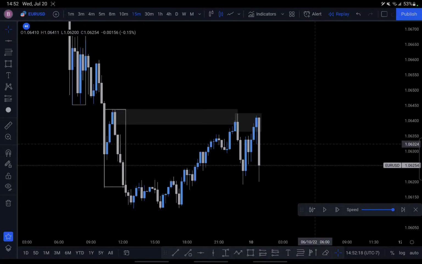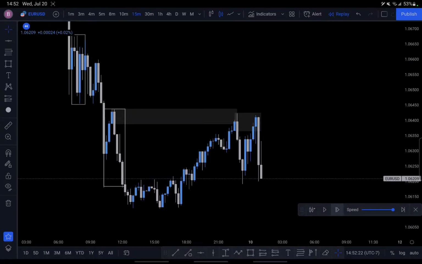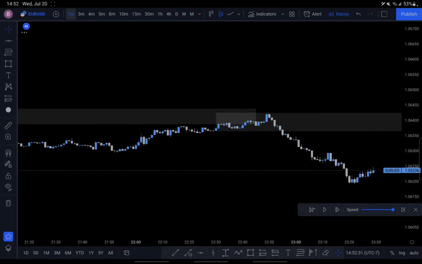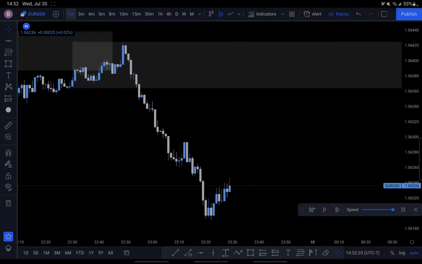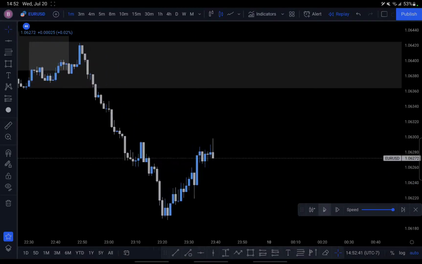So if we can go back, right, we'll just rewind it here. Okay, and we'll see how price got into our zone. Let's go to our 1 minute. Okay, so this is our supply zone here, and there's price. So let's let price play out a little bit.